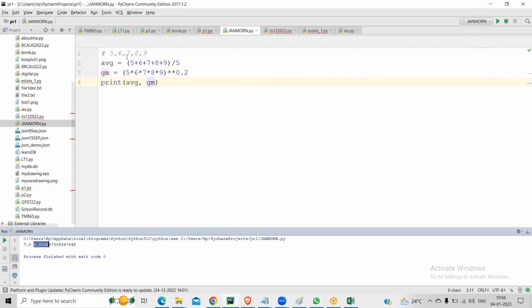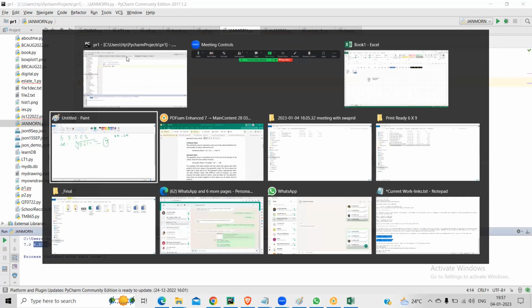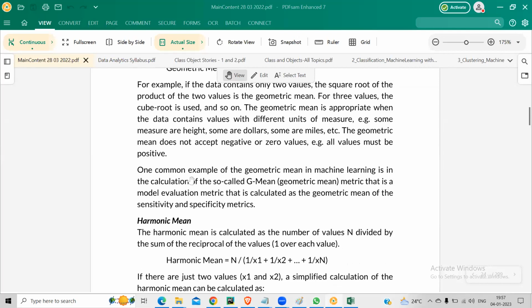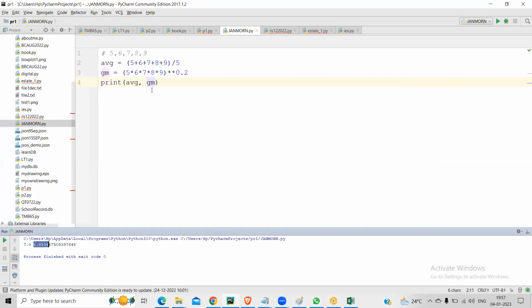Now, as you keep on increasing the gap between these values, the difference between AM and GM will be higher. I think I have the significance also written here. It says geometric mean in machine learning is used in the calculation of the so-called G-mean, a model evaluation metric calculated as the geometric mean of the sensitivity and specificity metrics. So it talks about sensitivity. As you keep on increasing these values, let's say if I make it 90 here, then what is the difference between AM and GM? There's a lot of gap.